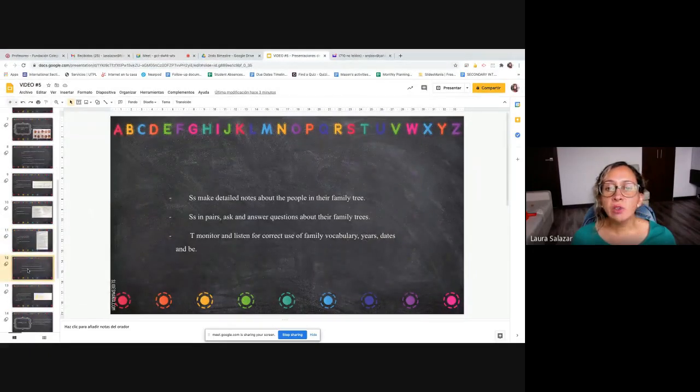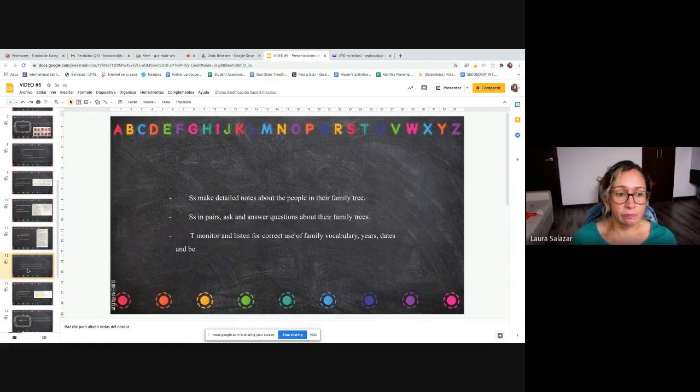Students make detailed notes about the people in their family tree. Students in pairs ask and answer questions about their family trees. Teacher monitors and listens for correct use of family vocabulary, years, dates, and the way they use the verb be.